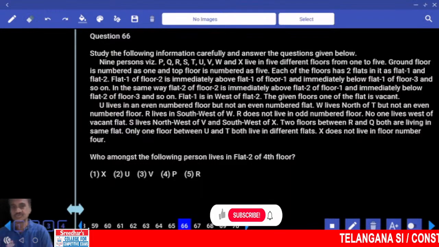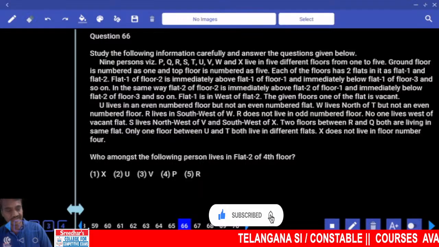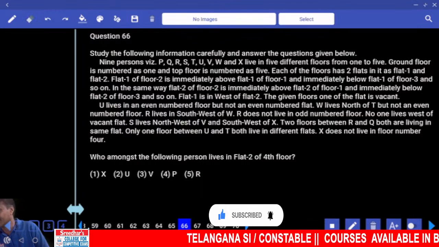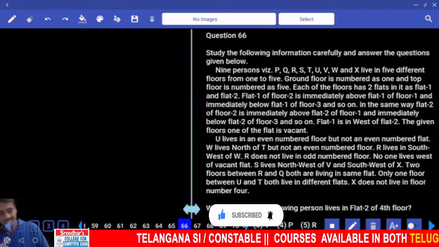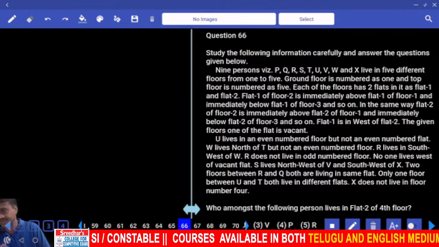Amma, tell me: first or second priority? And the second priority, why does it come under the second priority? Because there is a vacant flat. Now, if a vacant flat is not there, then definitely multiple floors and multiple flats come under the first priority.